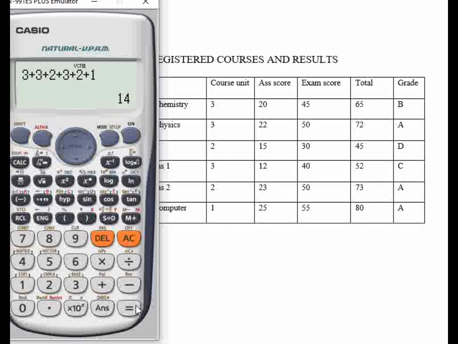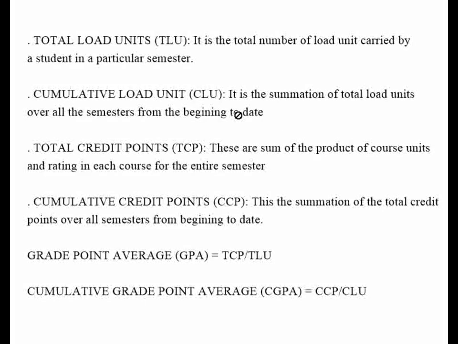For example, let's assume that in the person's second semester 100 level, the total load unit, which is the summation of the course units, is 16. That will be 14 plus 16. That will give you 30. So it means that the person's cumulative load unit is 30. So you calculate this till the person's final year. In the person's final year, the cumulative load unit will be from 100 level to that final year, which may either be 400 or 500 level.